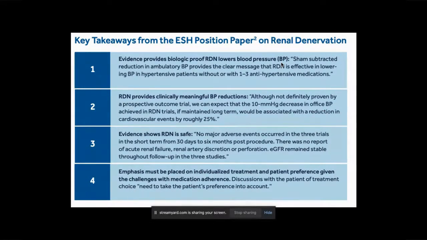The evidence also shows that RDN is safe because no major adverse events occurred in the 3 trials in the short term from 30 days to 6 months post-procedure. The emphasis must be placed on individualized treatment and patient preference given the challenges with the medication adherence.